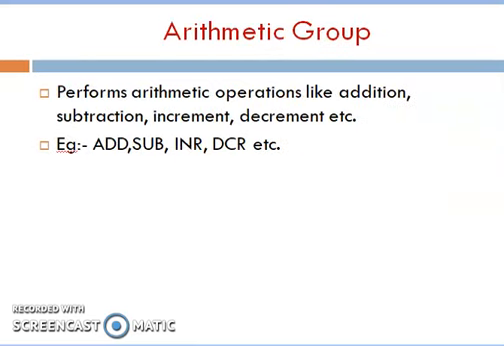Next category is arithmetic group. It is used for performing different arithmetic operations like addition, subtraction, increment, decrement, etc. For example, ADD used for adding, addition instruction. This ADD B is used for adding the content of register B with accumulator and the result will be placed in the accumulator. SUB subtract instruction, INR increment, DCR decrement.